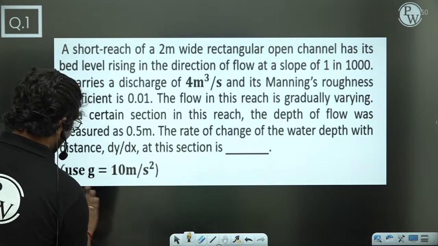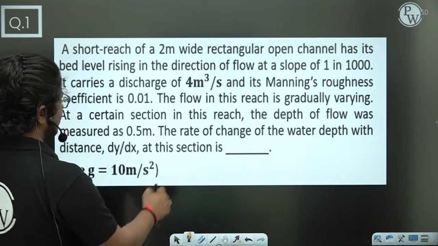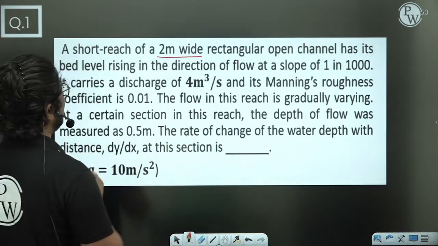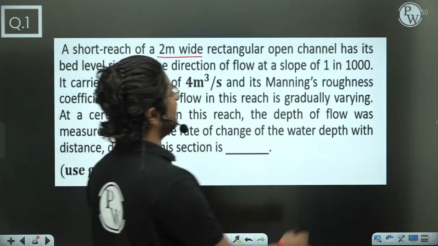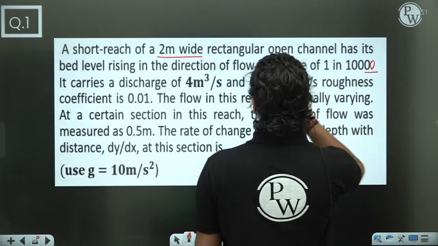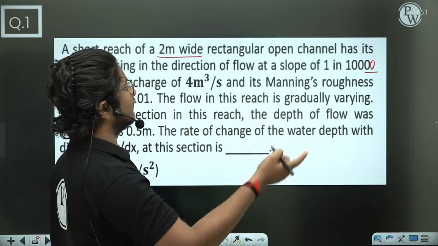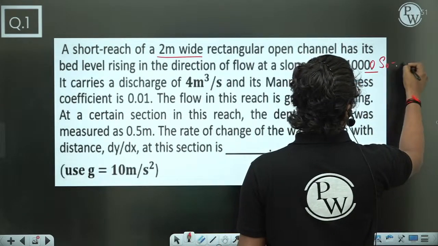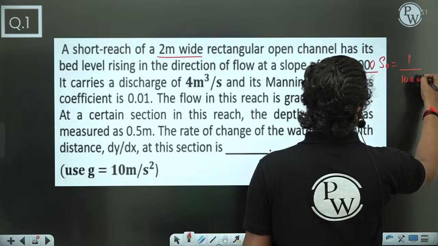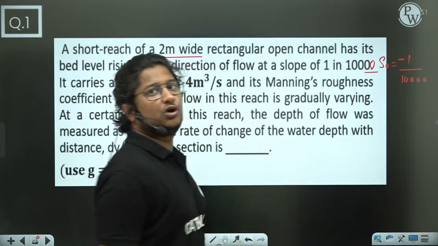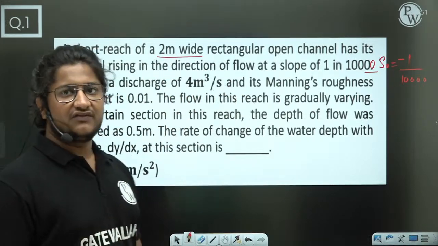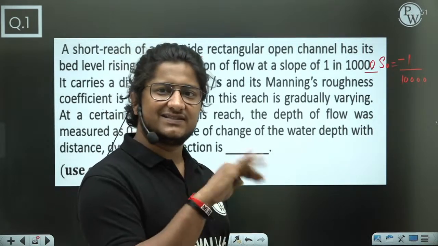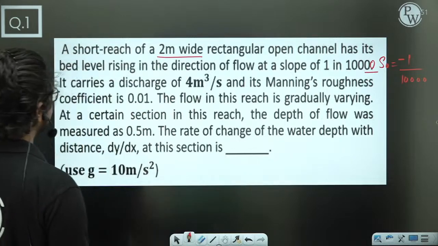Now look at all the given data first. It's 2 meter wide, so B is 2 meter. Then bed level is rising in the direction of flow. It is 1 in 10,000. So here they are telling bed level is rising in the direction of flow at a slope of 1 in 10,000. That means S naught you need to take as 1 upon 10,000 with a negative sign. I hope you got it. Why have we taken this? Because in the formula which we have derived, we have assumed our channel bottom is falling in the direction of flow. Here it is rising, just opposite. So we need to take a minus sign for that.